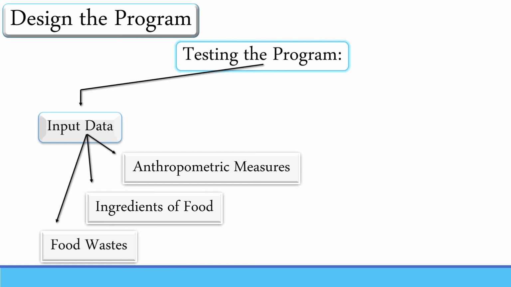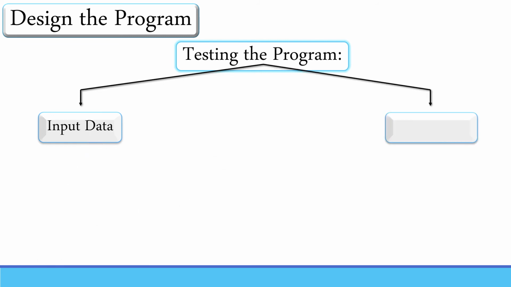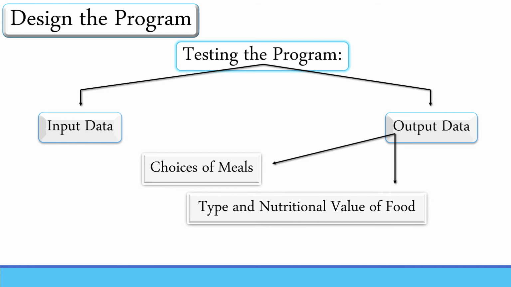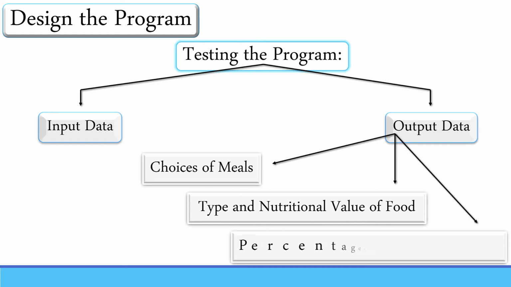From our searching, we will have output data like choice of meals, type and nutritional value of food, and percentage and ingredients of food wastes.